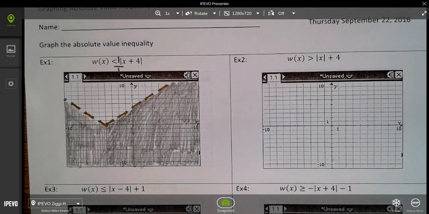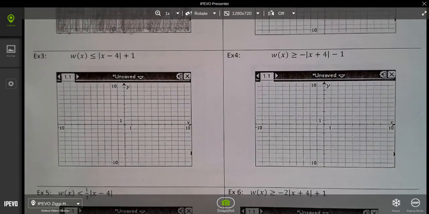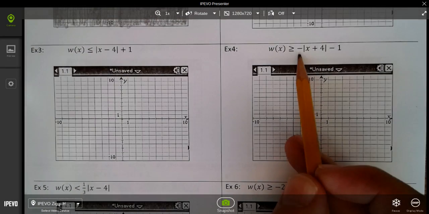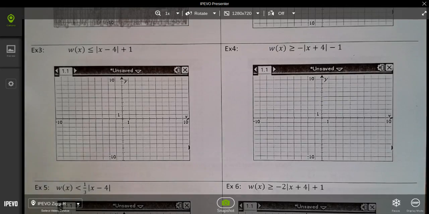All right, now that you have your shading completed, let's look at example 4. I think example 4 is a good question to give because it has a negative in front and a minus. So it has a lot more going on, and I think that's a good diverse problem.